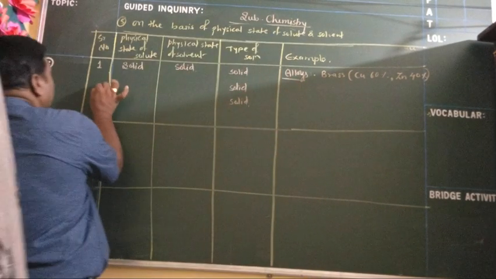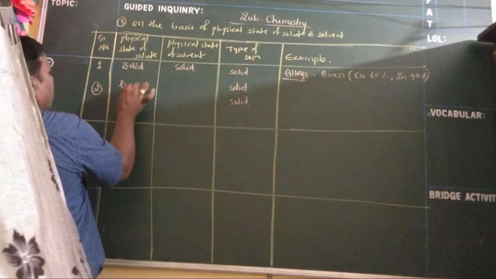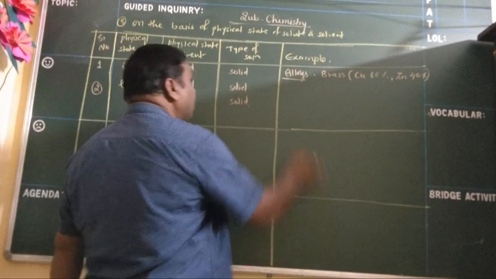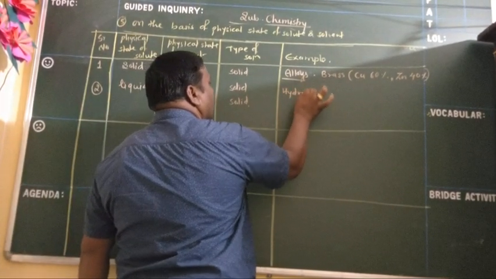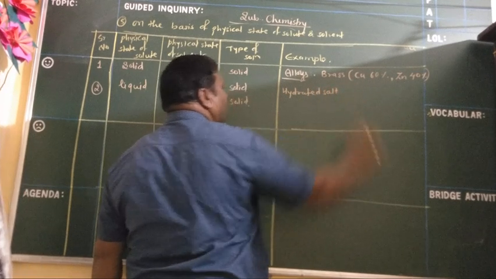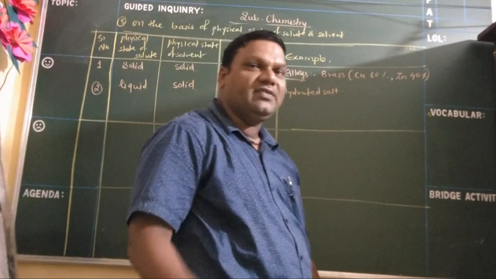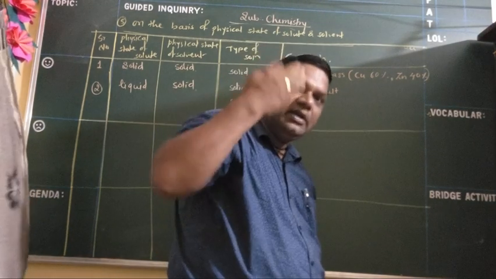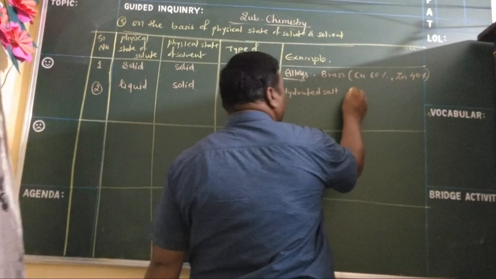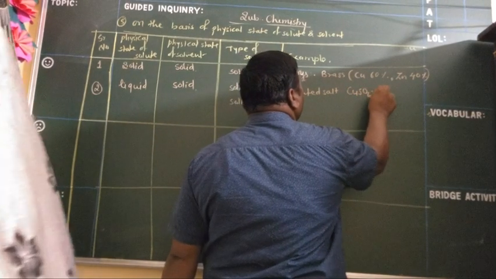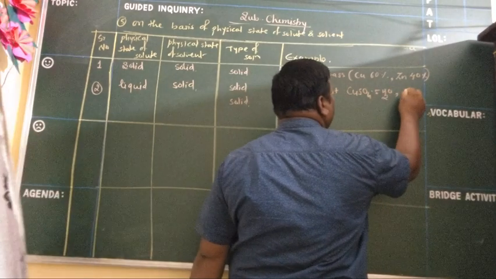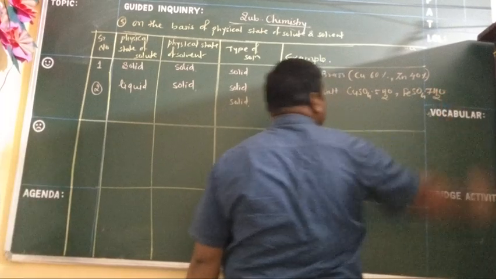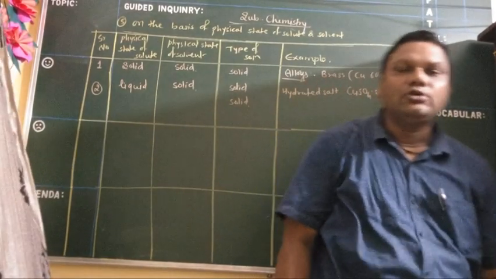Now the second one is liquid in solid. Example is hydrated salt. For example, copper sulfate: when it is heated, some water evaporates. Ferrous sulfate is green in color; when it is heated, again water evaporates. So hydrated salts, for example copper sulfate pentahydrate, then ferrous sulfate having 7H2O. These are hydrated salts, salts having some amount of water.